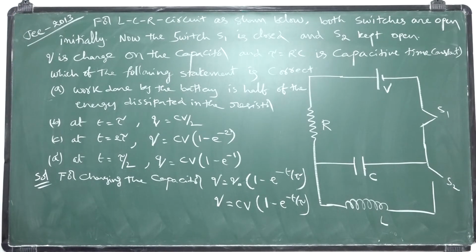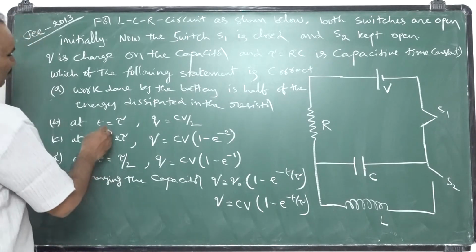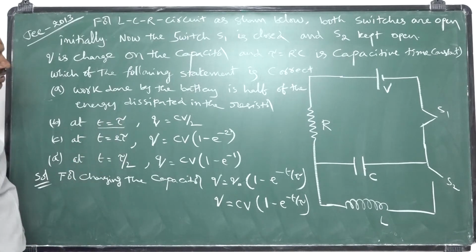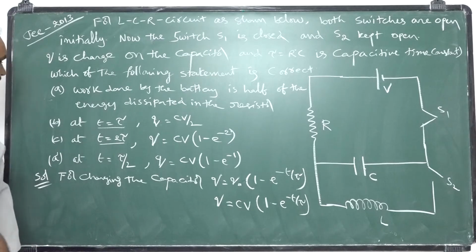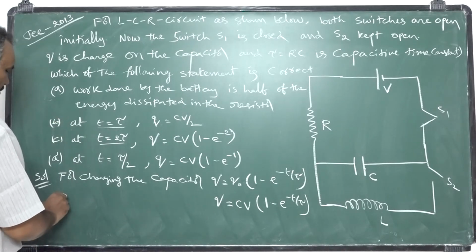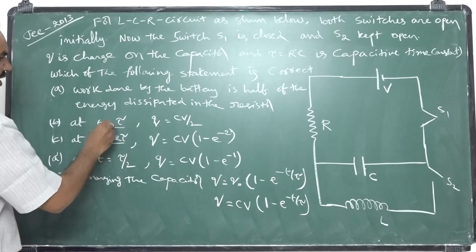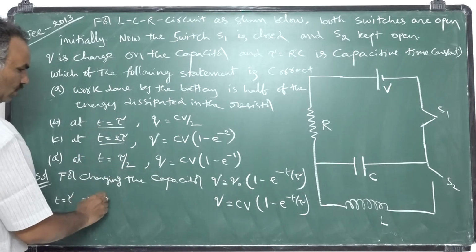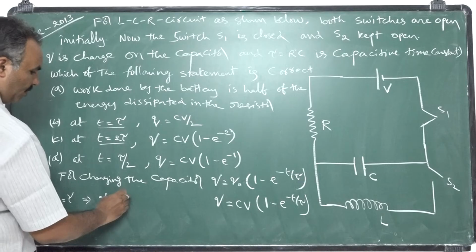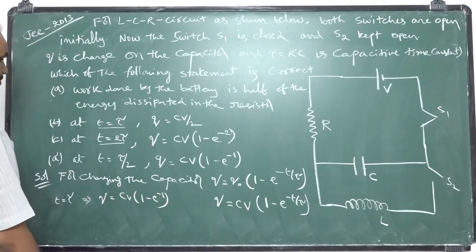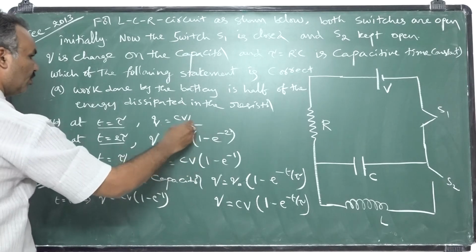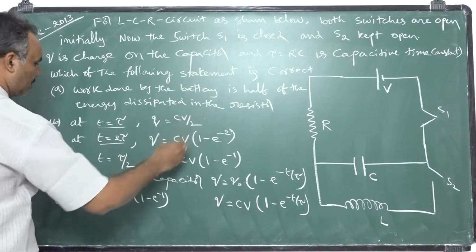Now, they gave different situations. When time is tau seconds, what is the charge available? When time is 2 tau seconds, like that we need to verify. So if I take t is equal to tau, Q is equal to how much? CV into 1 minus e power minus 1. So it is a wrong option.